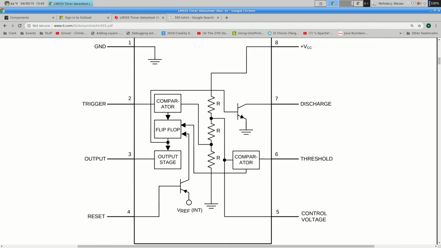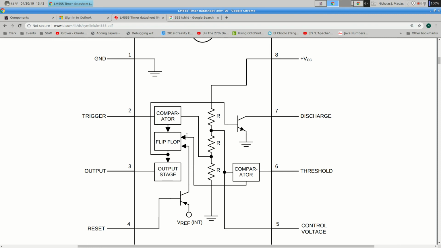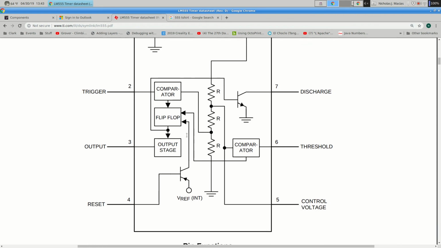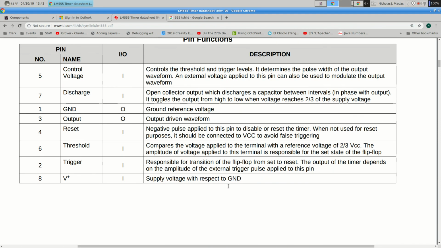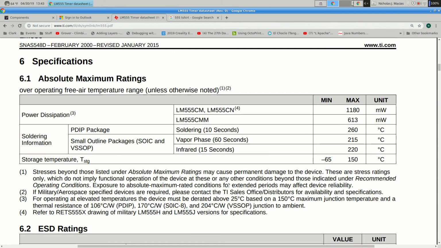And not all the pins are used. Some of these pins, they got a control voltage. A lot of times pin 5 isn't even connected to anything.